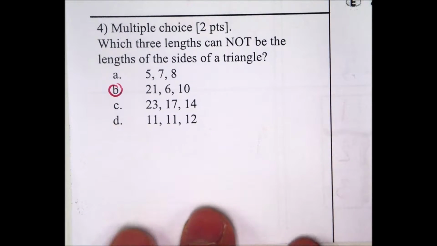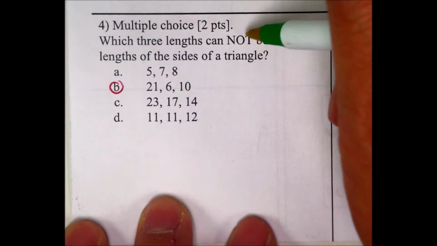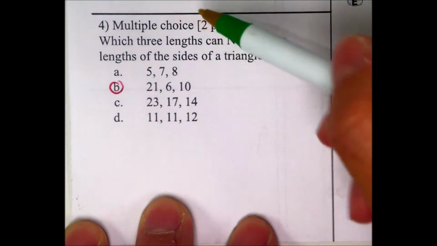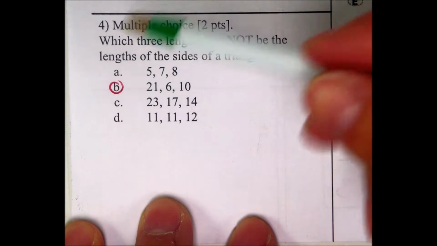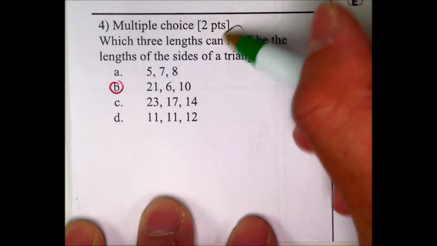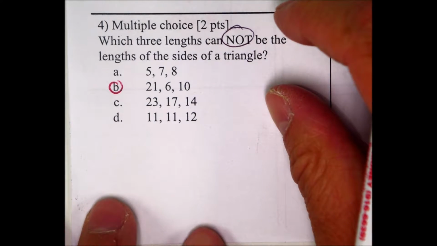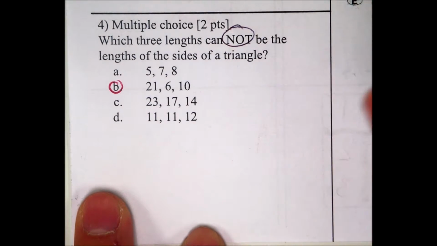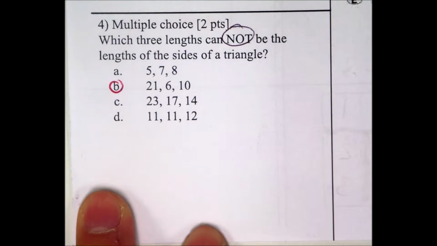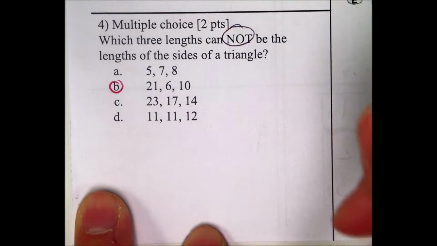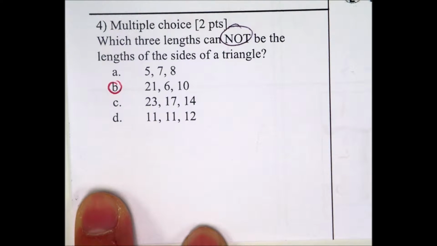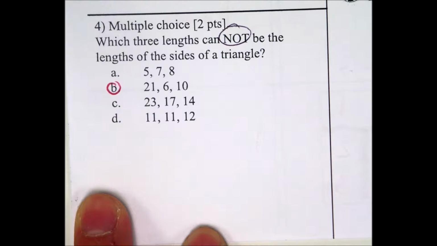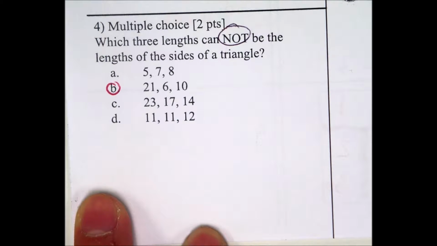Question number 4. Which three lengths cannot be the lengths of the sides of a triangle? So pretty much you're looking for one that says not. Okay? Now you could do 3 mini problems, but we remembered something when we did the noodles. Do you guys remember that? What was the shortcut?